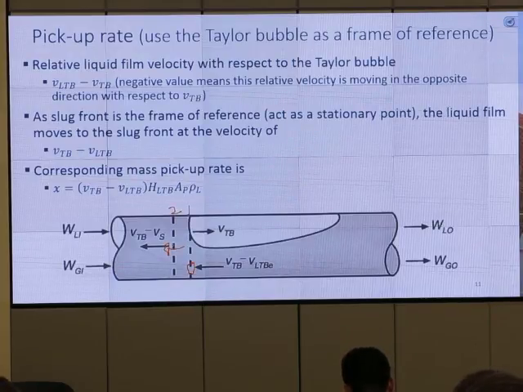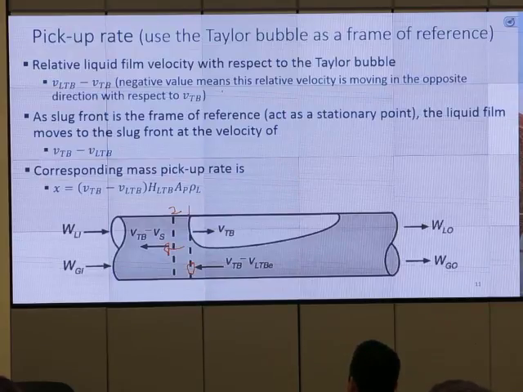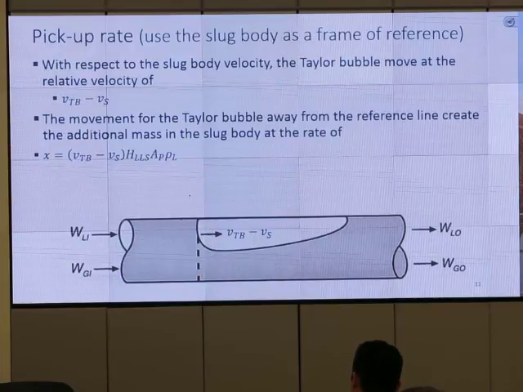Mass that goes into boundary 2 will be, what do you think? Relative velocity multiplied by cross-section area multiplied by density. Make sense? So relative velocity will be VTB minus VS. Cross-section area will be HLLS multiplied by AP, and then multiplied by density, which is rho L. That is this term.